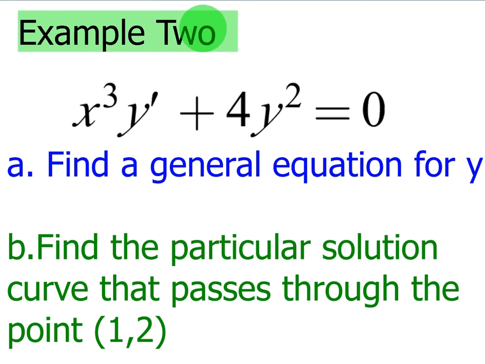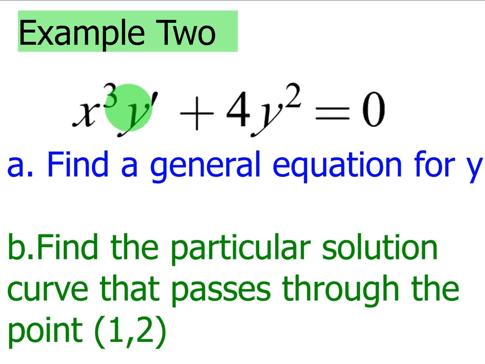Let's do another example for solving separable differential equations. We have x cubed times y prime plus 4 times y squared equals 0. Remember, you know it's a differential equation if, of course, it has an equal sign, and it also contains a derivative, and it adds to the challenge the fact that it contains both a y and a y prime.